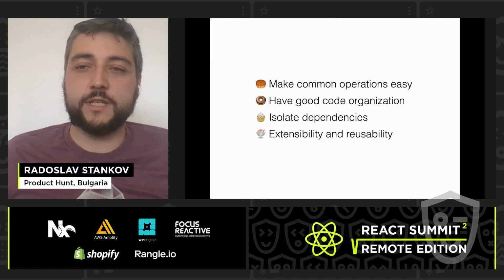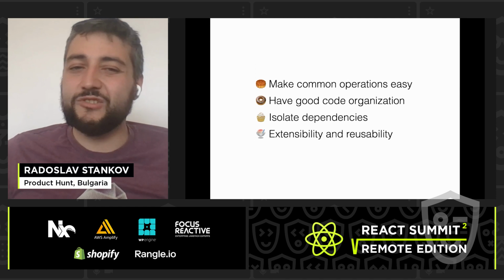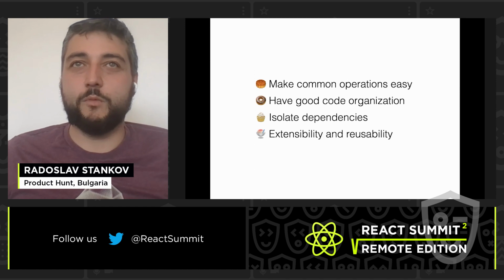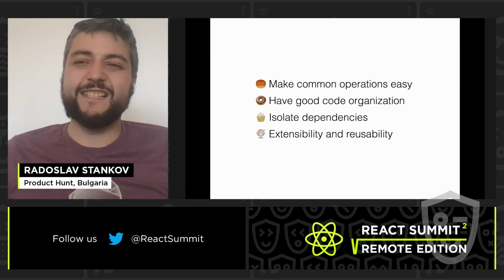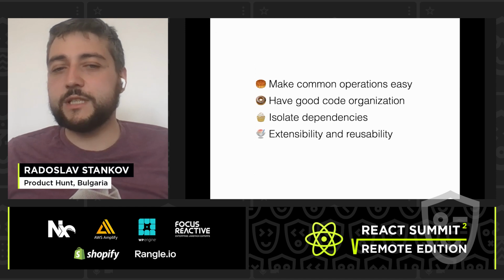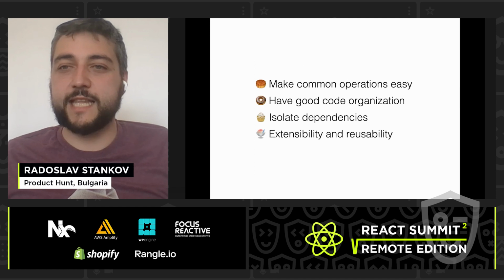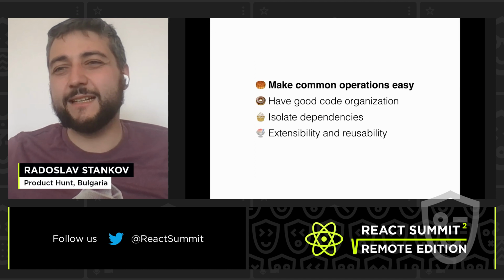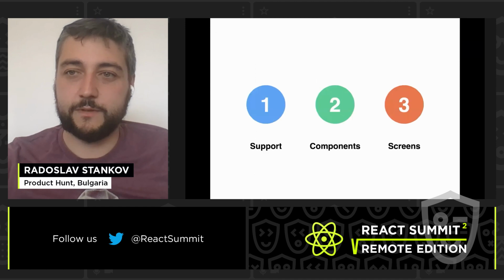Then we need good code organization so we can onboard new team members very easily into the code base. Isolate dependencies: in the JavaScript world and in basically every modern world, we're dealing with external dependencies, and they can very easily get out of sync, out of date, and break a lot of things without our control. And the final thing is extensibility and reusability. We want to build things that we can extend and reuse over time. But the most important thing for us is making common operations easy. Everything a developer has to do in their daily day should be very easy for them.